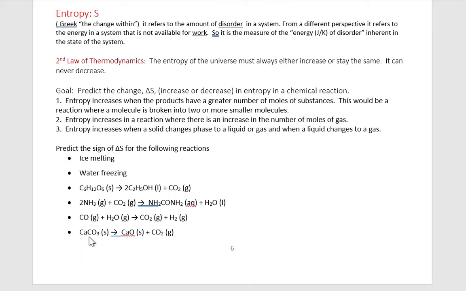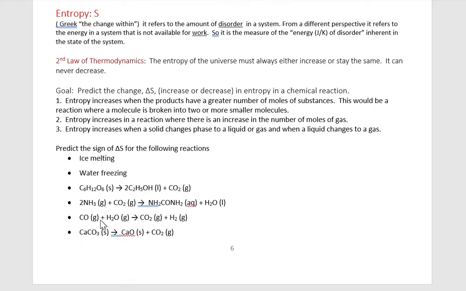Well, look at this one. This one's going to deal with gases. So I have gases on this side that are going to be going to a liquid and an aqueous. All right. So my entropy is going to decrease because I have a higher disorder in my gases and things are more ordered in my products. I have 3 moles of gas on this side and I have 0 moles of gas on that side. So entropy decreases.